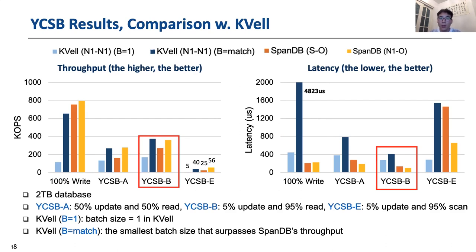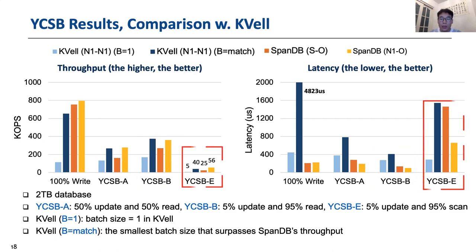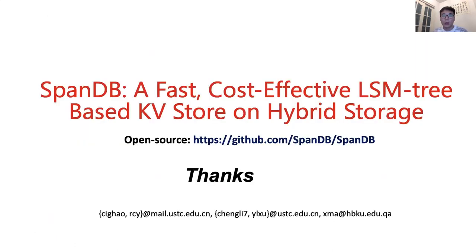While batch size 1 loses in both throughput and latency, SpanDB also wins in scan with YCSB-E, producing a 1.4 times throughput and 57% latency reduction from KVell at batch size 64.